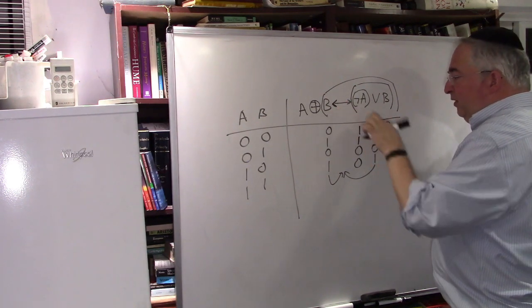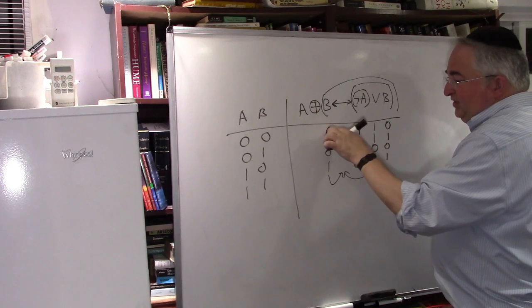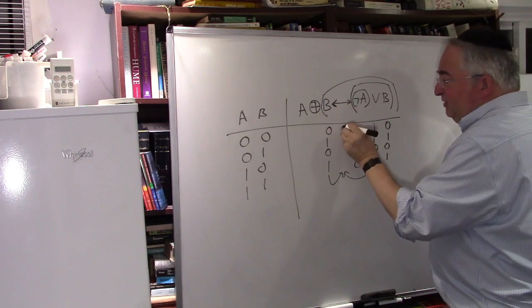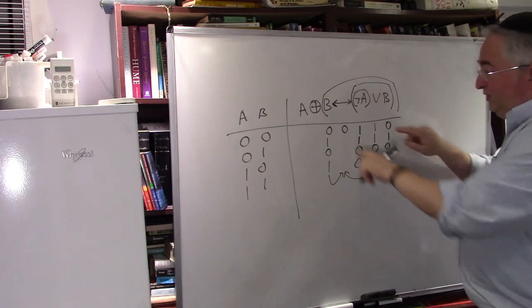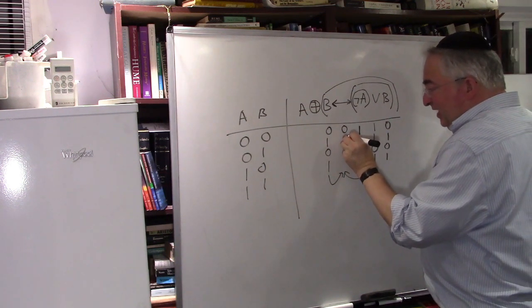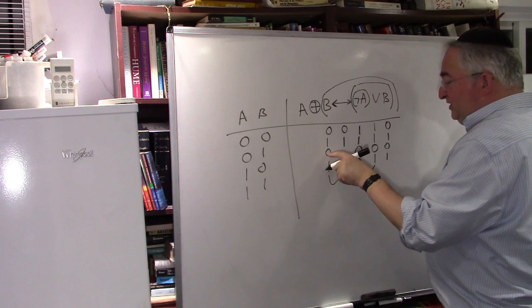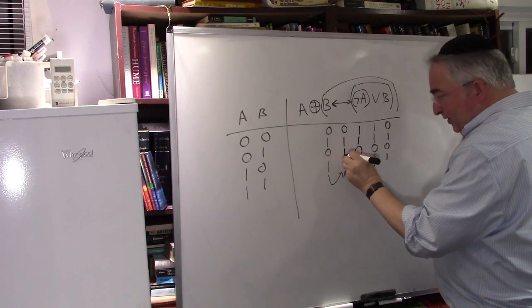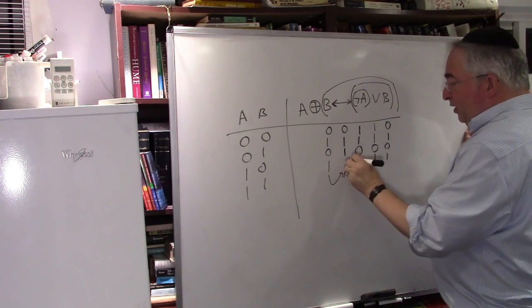0, double arrow 1 is 0. Why? Because they're different. 0 and 1 is different. 1 and 1 is the same, so it's true. 0 and 0, true, 1. 1 and 1, 1.